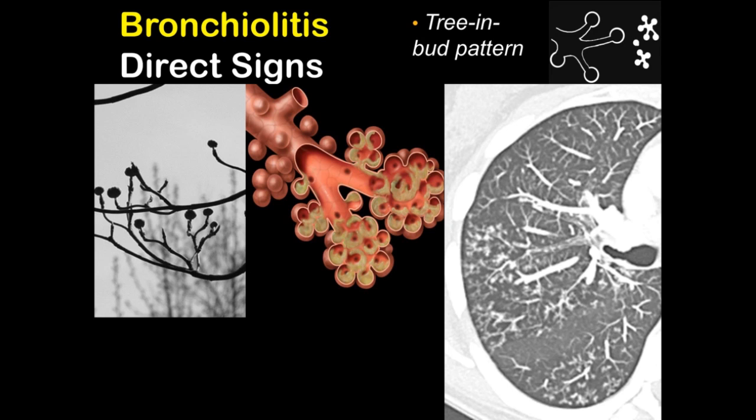The tree-in-bud pattern usually shows secretion of mucus impaction in the alveolar ducts, alveolar sacs, and respiratory bronchioles. And when we look at the CT, we can find this mucus impaction with a tree-in-bud pattern in the center of this secondary pulmonary lobule. This is a sign of small airway disease, cellular bronchiolitis. Inflammation is usually the main cause of tree-in-bud pattern.